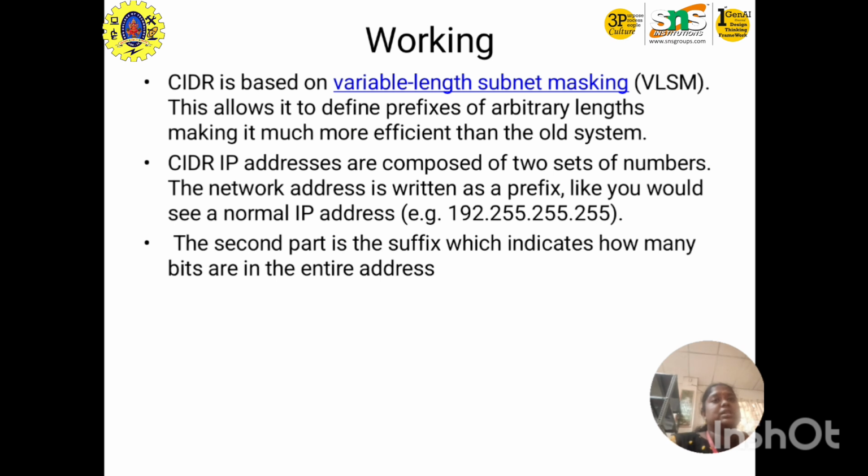How it works: it is based upon variable length subnet masking. It allows prefixes of arbitrary length, making it much more efficient than the old system. CIDR IP addresses are composed of two sets of numbers. The network address is written as a prefix, like a normal IP address. The second part is the suffix, which indicates the number of bits in the entire address.